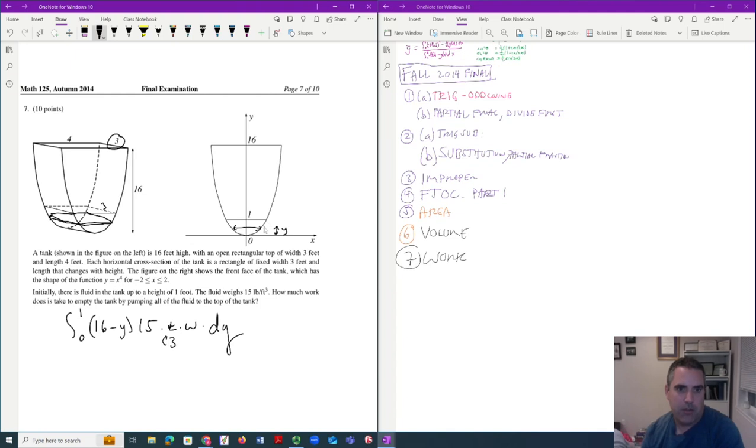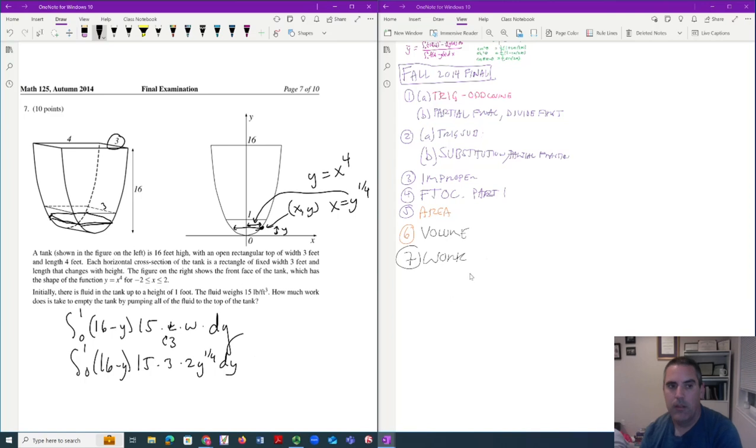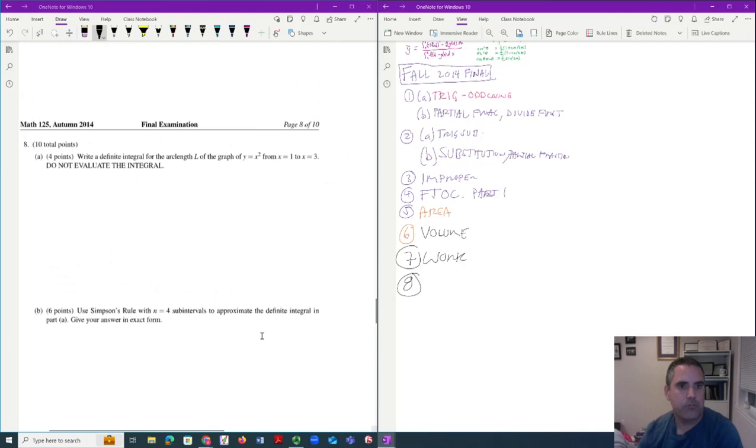It's a question of, if I tell you that this point on this edge is x, y, and that it satisfies y equals x to the 4th, and then I give you a y and I ask you for the x, you're going to have to say x is y to the 1/4, and then that's going to only represent this far, and that's not what I want. I want the width all the way across, which is going to be twice that. So you're going to go from 0 to 1, 16 minus y, 15, times 3, times 2, y to the 1/4 dy. So work pumping with rectangular cross sections. Okay, let's keep going.